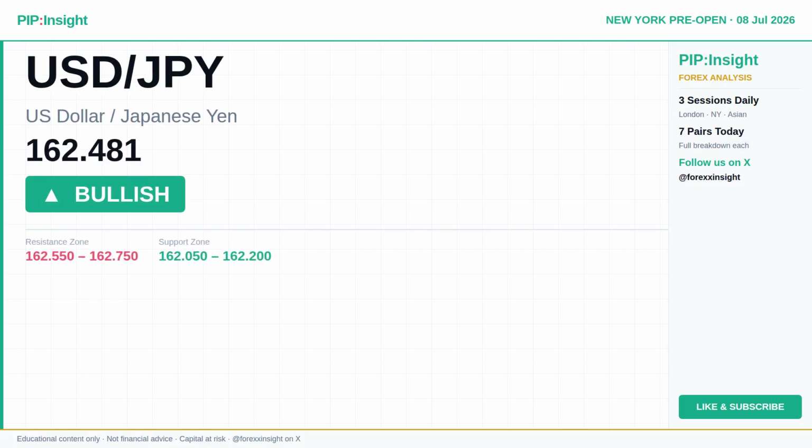Dollar yen. The chart is showing bullish structure on this session. The 4-hour trend is to the upside and the 1-hour is also pointing higher. Resistance is marked between 162.55 and 162.75. Support is marked between 162.05 and 162.2. Here is the full chart breakdown.